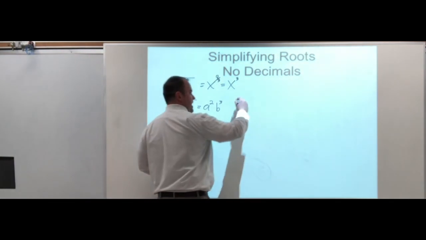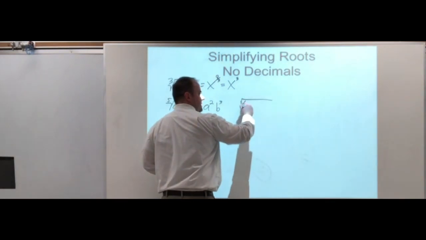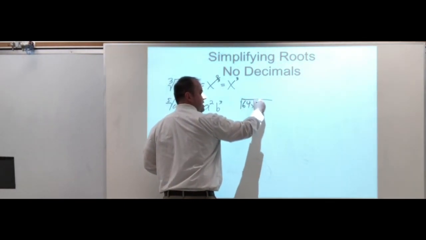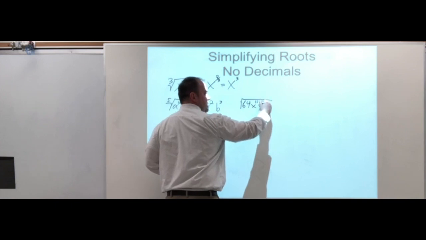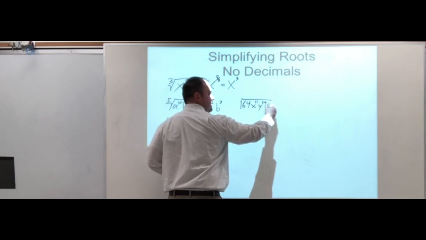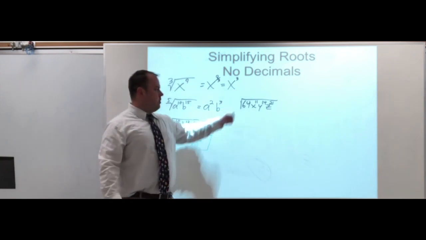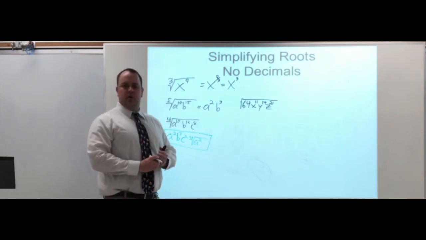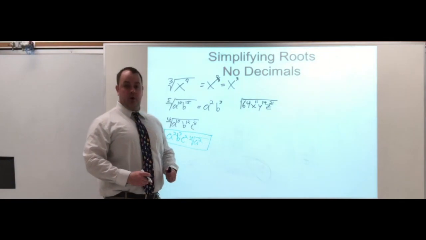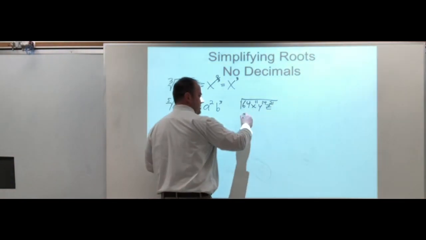Let's do one with a square root, 64, x to the 11th, y to the 14th, z to the 21st. Okay, now remember, square root, the index is 2. Well, the square root of 64 is going to be 8. So that one works out nice.